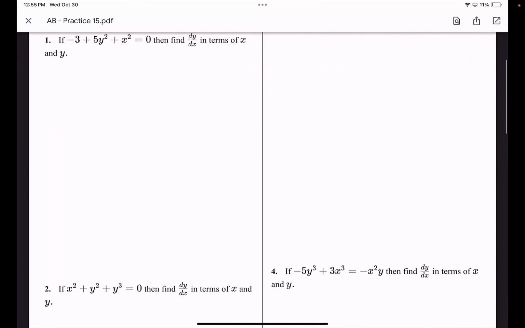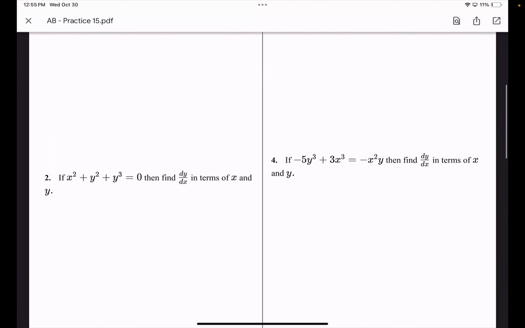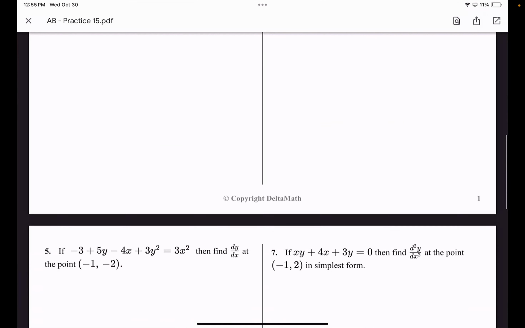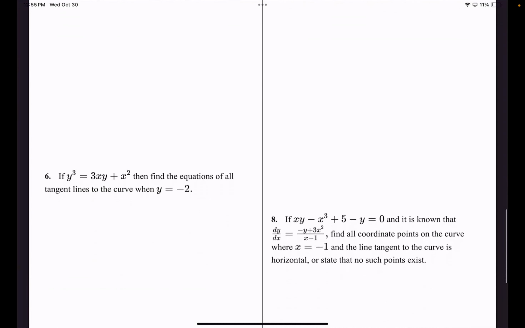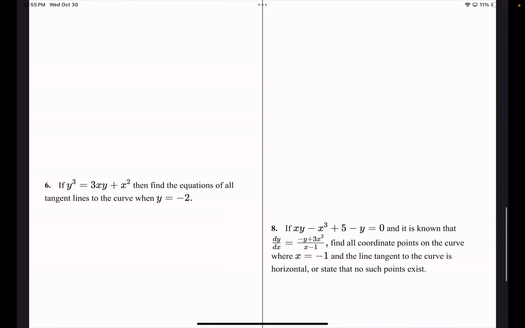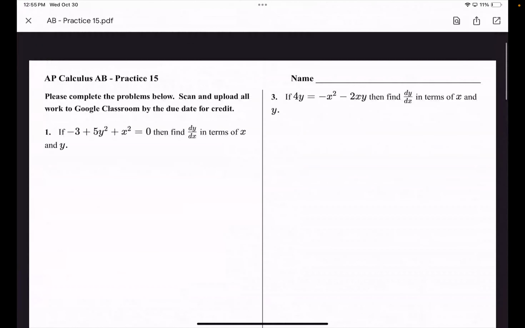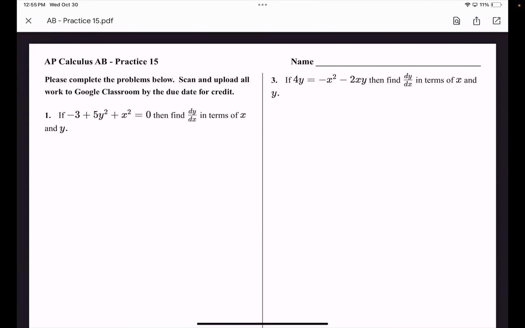A lot of these are the same. Like the first 4 are exactly the same. And then put the point in, tangent lines, all that good stuff. Okay, so questions, any questions? Yeah.